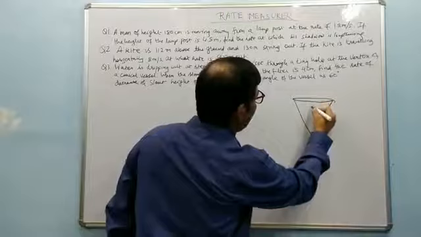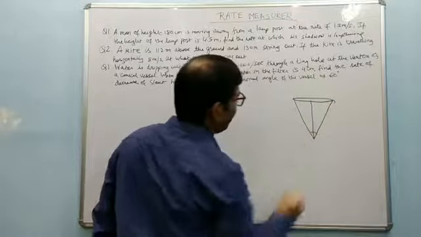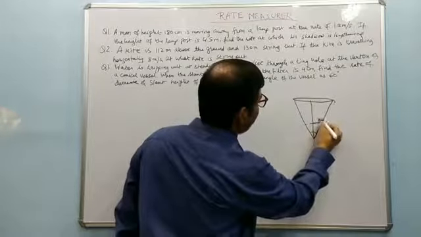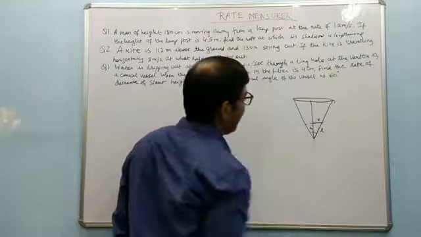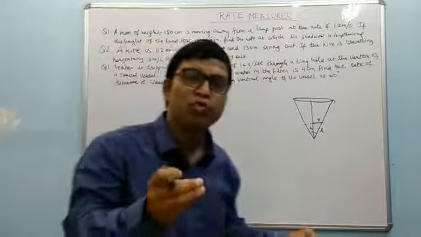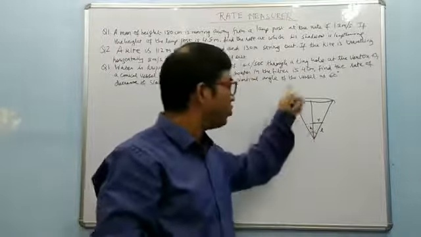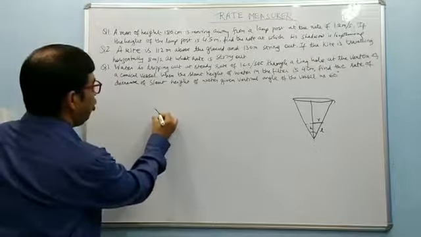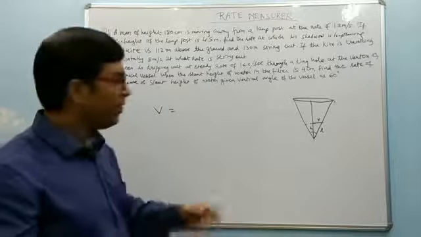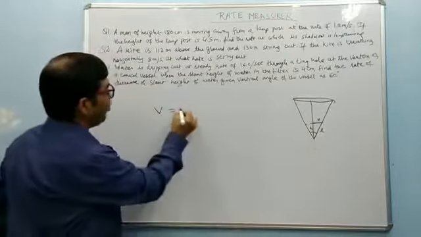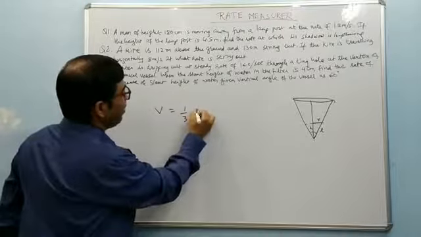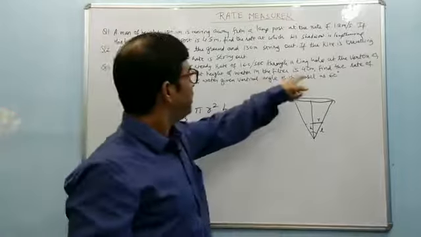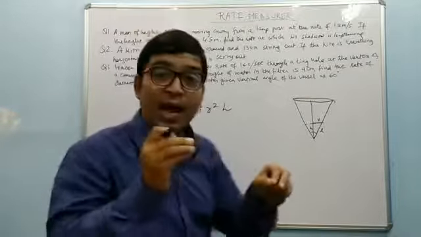So if we draw the figure, this is coming out to be 30 degrees, and at a particular moment we take this as r, this as h, this as l. We will make use of the variables required in the question. Water is dripping out, so we are concerned with the volume. So the volume of water in the filter at any moment is 1/3 pi r squared h.